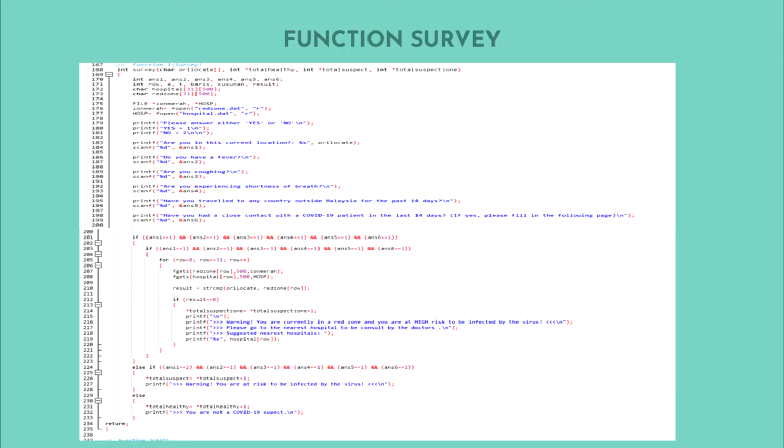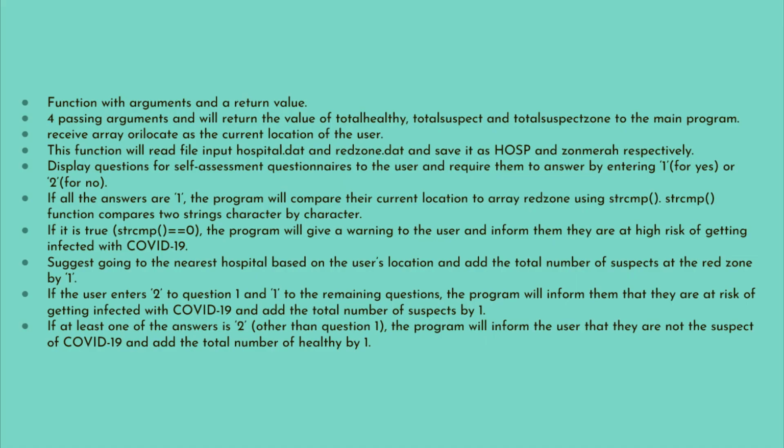This is the function survey, which will be displayed when the user chooses option 4. Function survey is a function with arguments and a return value. It has 4 passing arguments and will return the values of total healthy, total suspect, and total suspect zone to the main program. It will receive array orelocate as the current location of the user. This function will read the input files hospital.dat and redzone.dat and save them as HOSP and zone merah respectively.